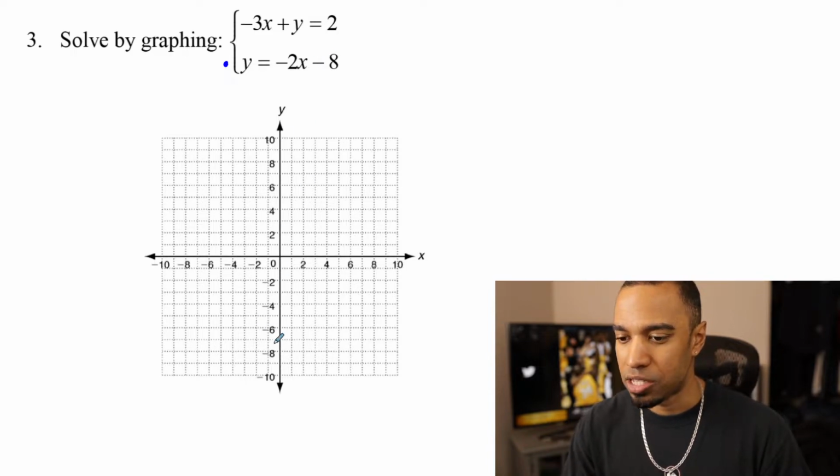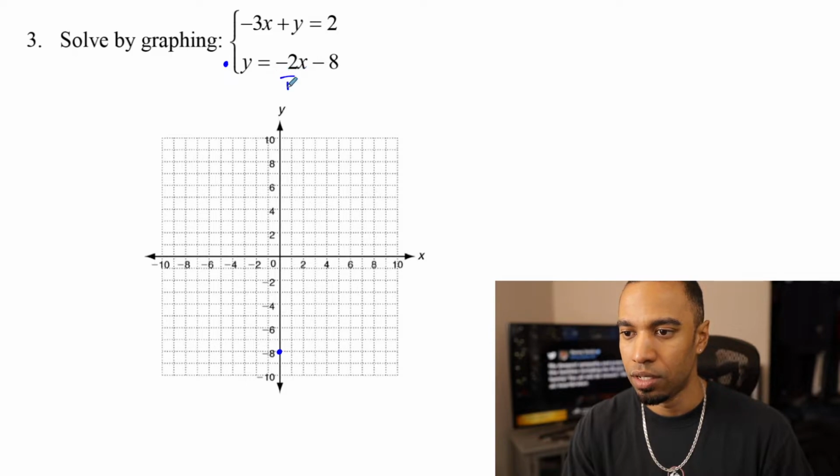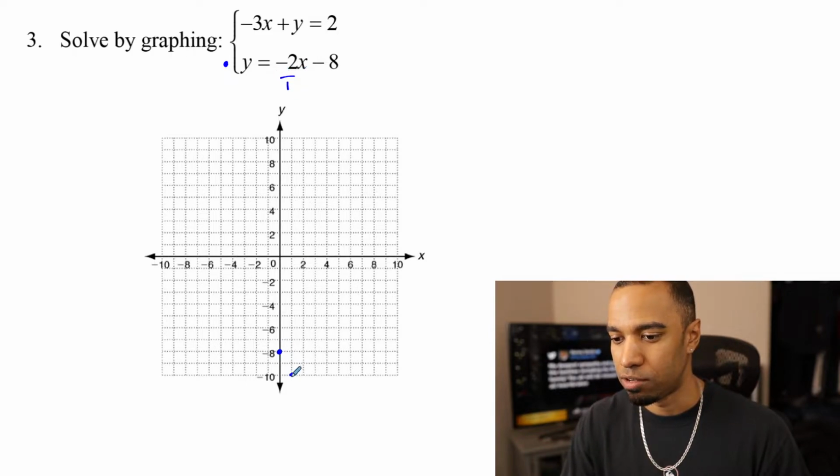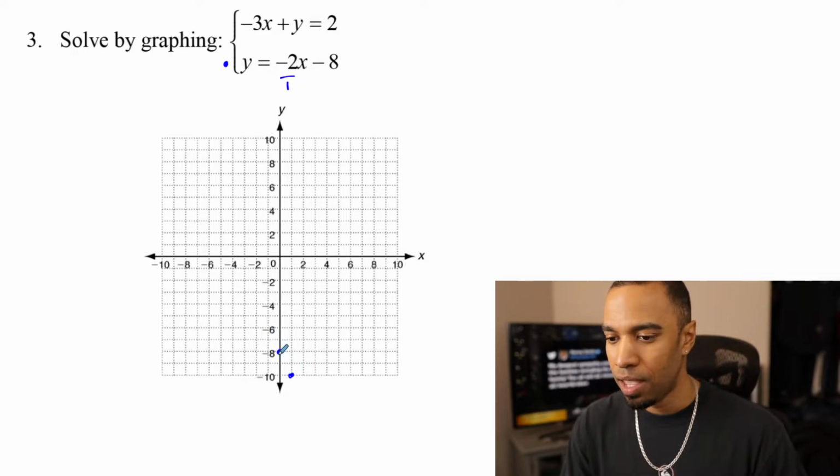So negative 2x minus 8, negative 8 is my y-intercept. My slope is negative 2 over 1, which means I fall 2 and run 1 to find a brand new point like that one there. And I can rise 2 and run 1 to the left to find other points right here of significance.